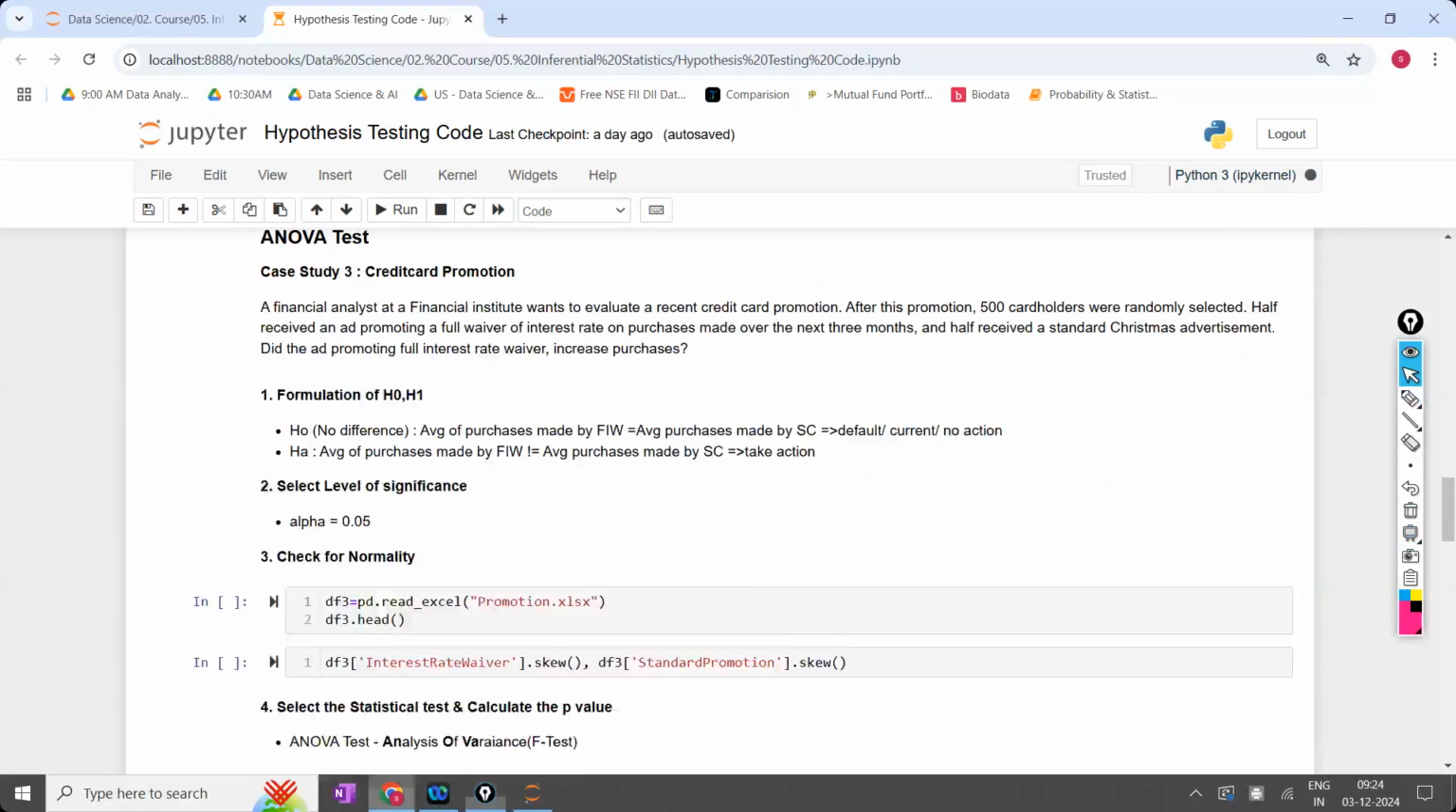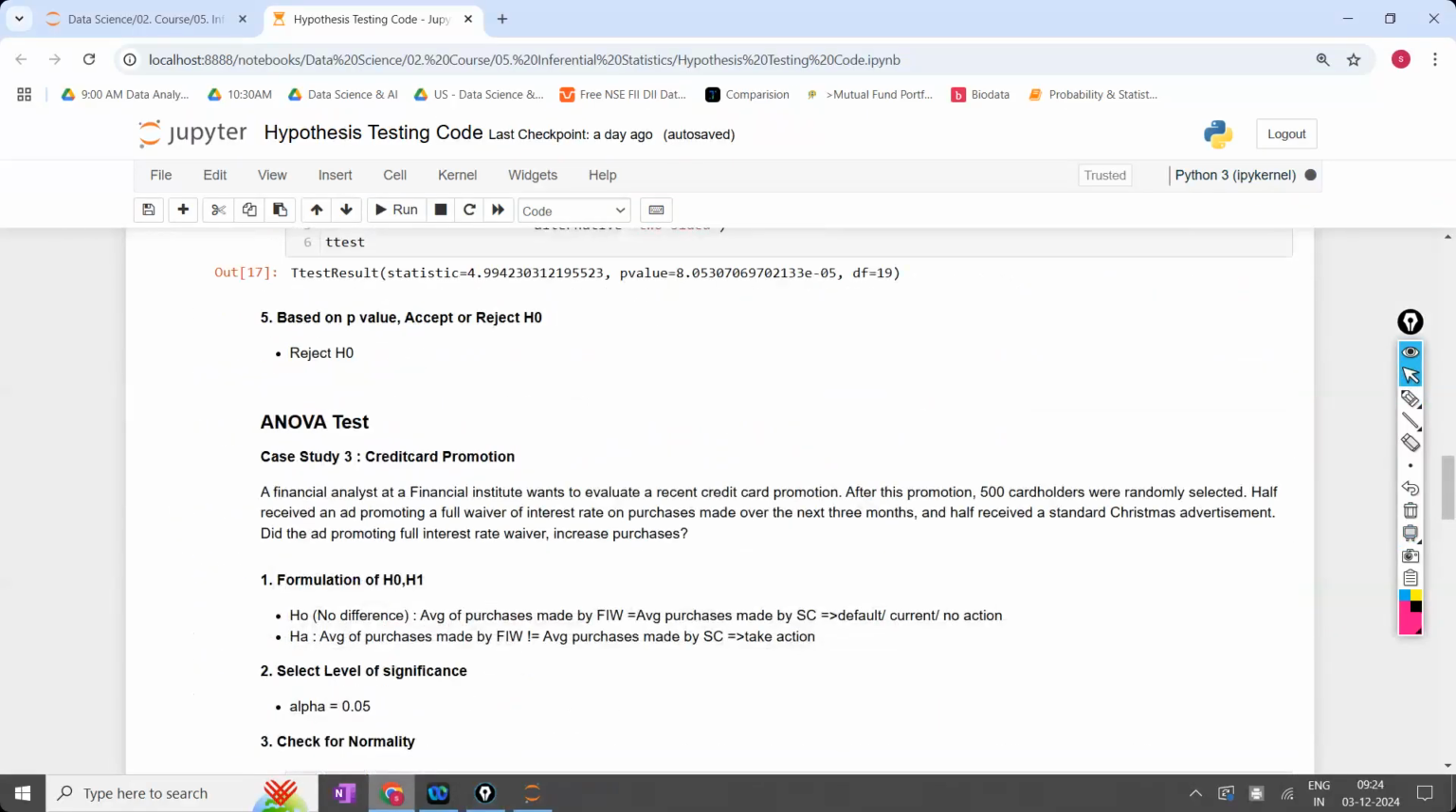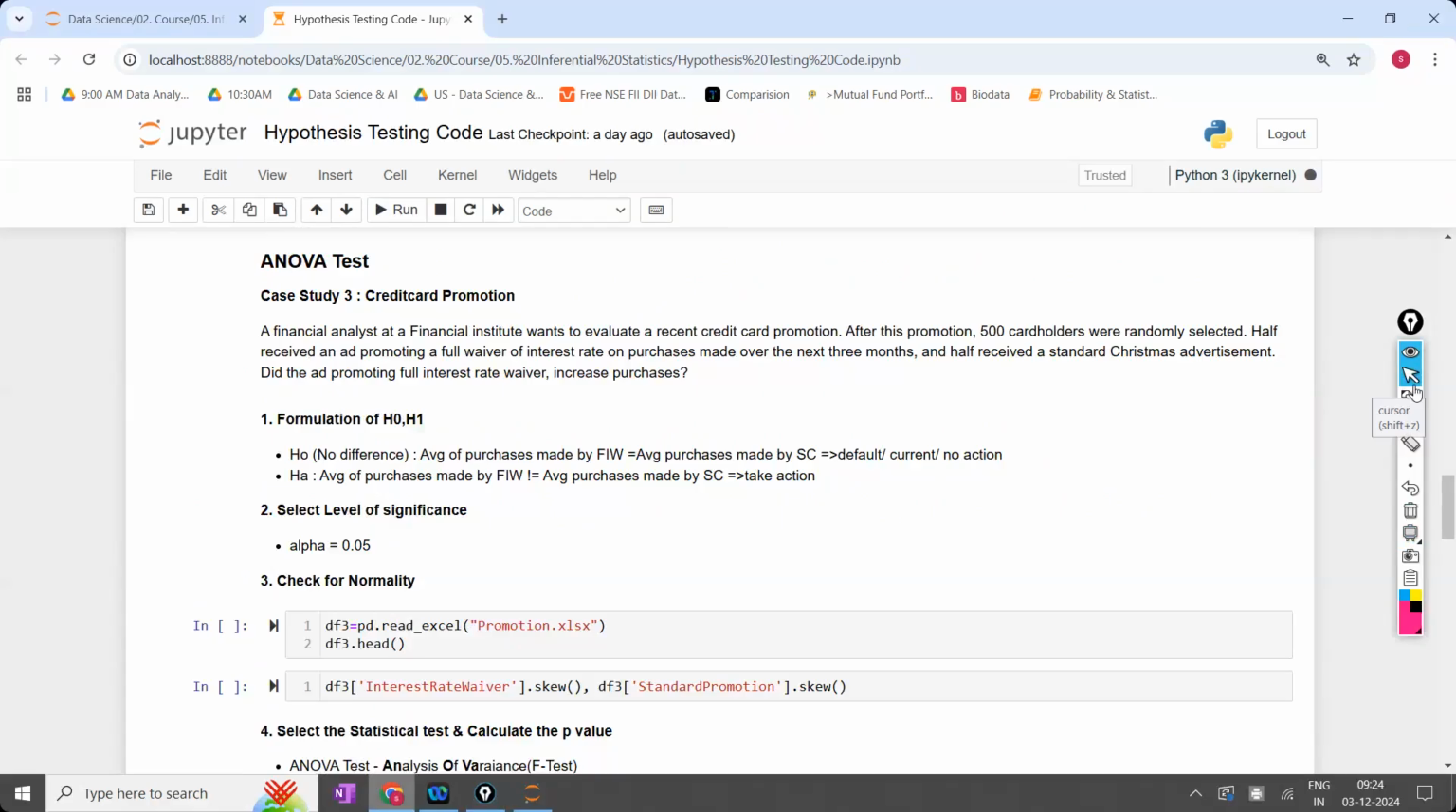Is the point clear? Whenever you have more than one sample, don't use the right side number. On the right side, also use the average of the first one and the average of the second one. This is for the ANOVA test. ANOVA means analysis of variance.